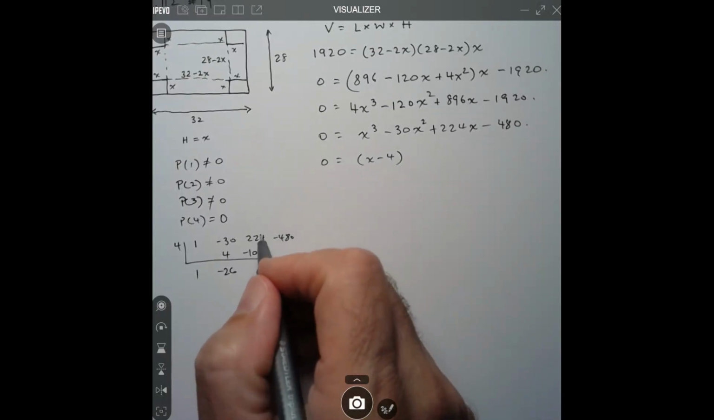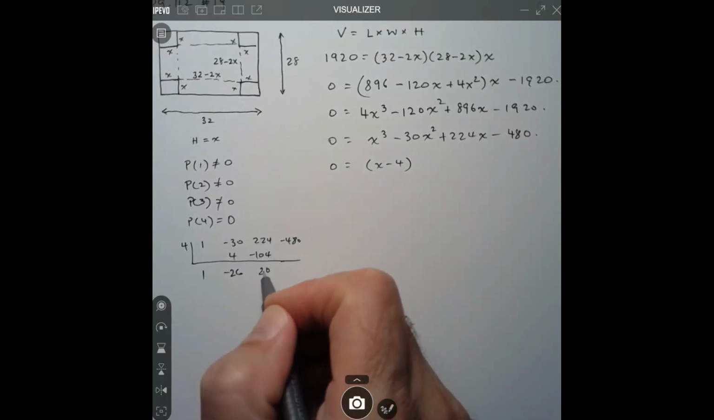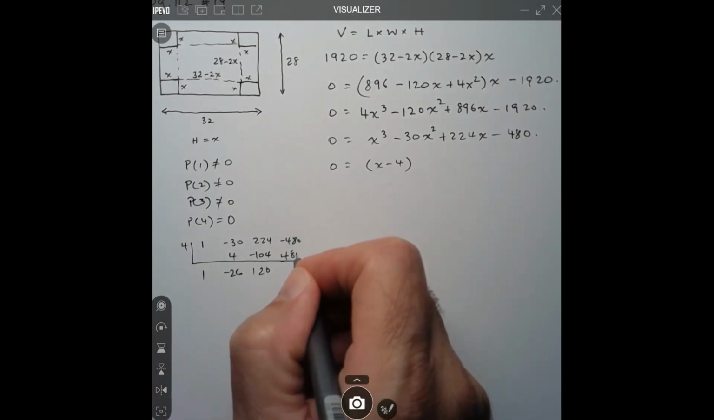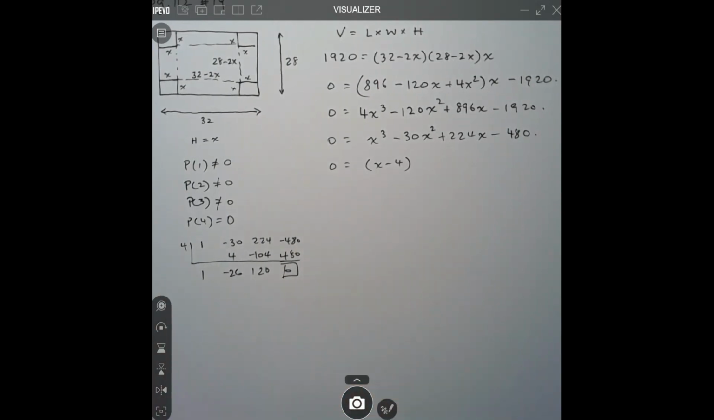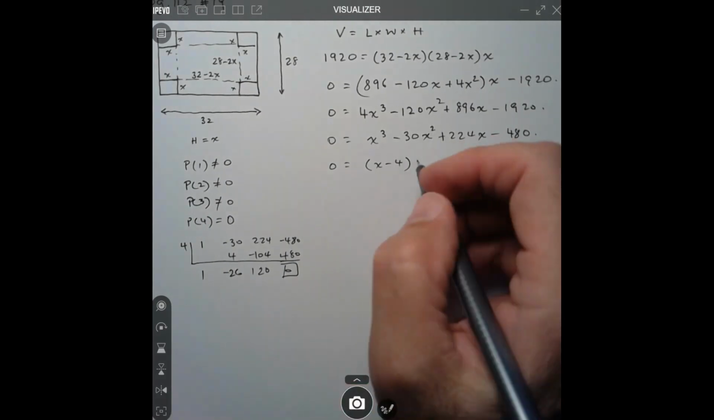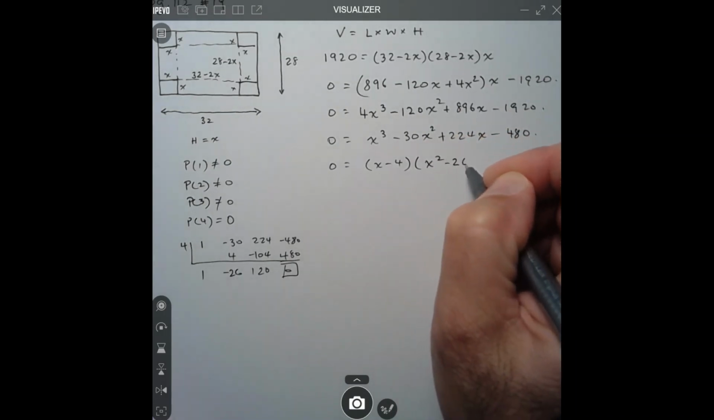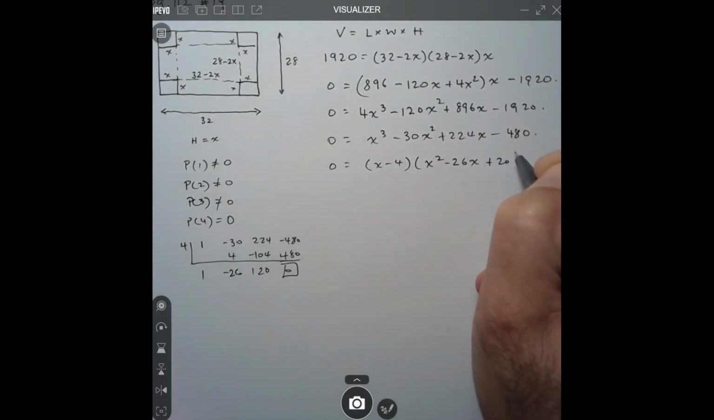So here 224 minus 104 is 120. 4 times 120 is 480. So there we go, I do get my remainder of 0. That tells me I'm probably doing something right. And so now my quotient is going to be x squared minus 26x plus 120.